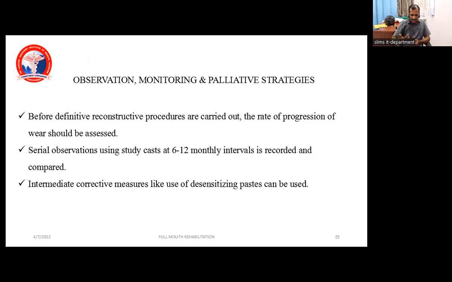And before that, you can do intermediate corrective measures. Before venturing into a replacement, intermediately you can do some corrective measures, such as use of a desensitizing paste, or a mild or light filling. And every now and then when the patient turns up, you can evaluate with the study cast and measure the amount of occlusal wear and how severe it is.